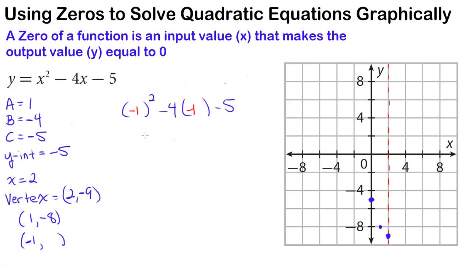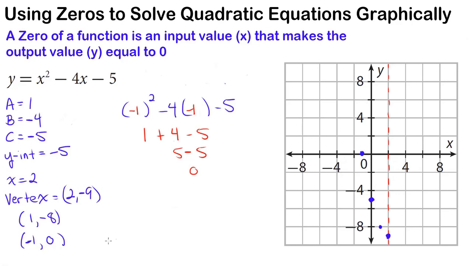So negative 1 squared is still 1, but now negative 4 times negative 1, that's positive 4, minus 5. So we have 1 plus 4 is 5, and 5 minus 5 is 0. So when x is negative 1, y is 0. And so that's going to be right here.